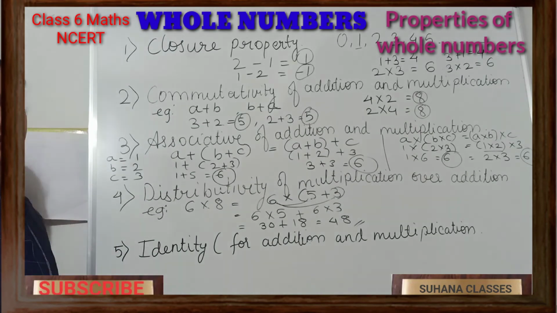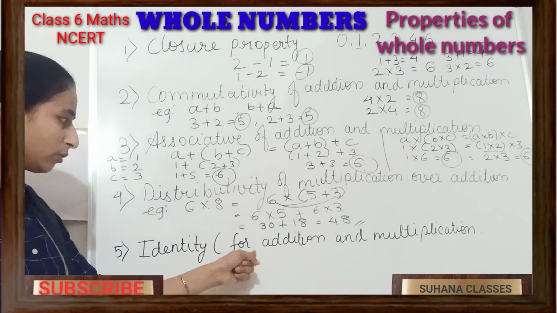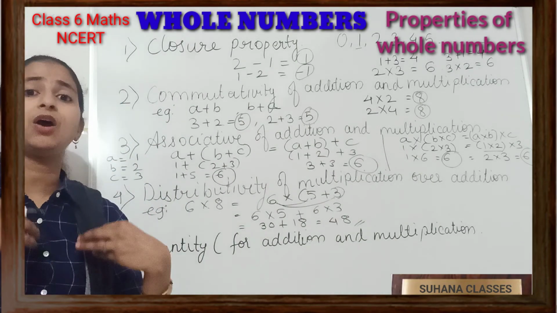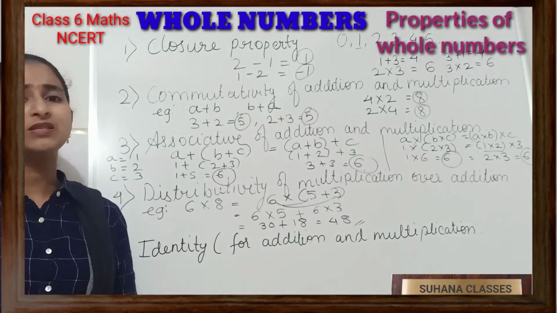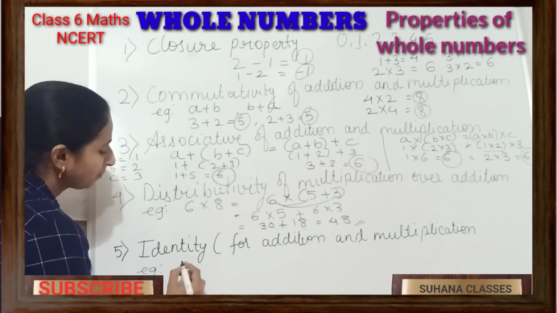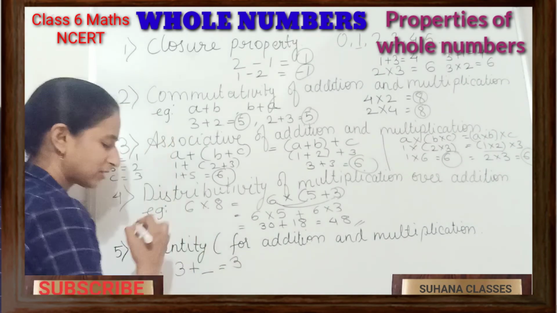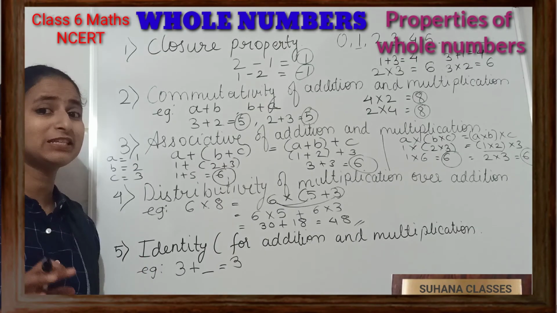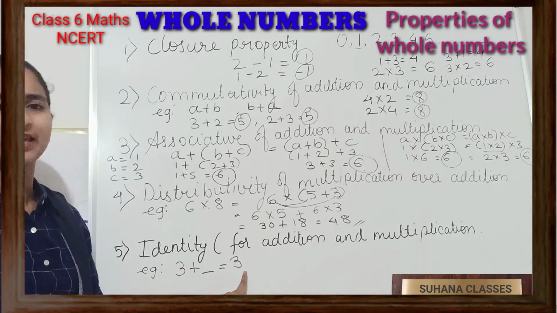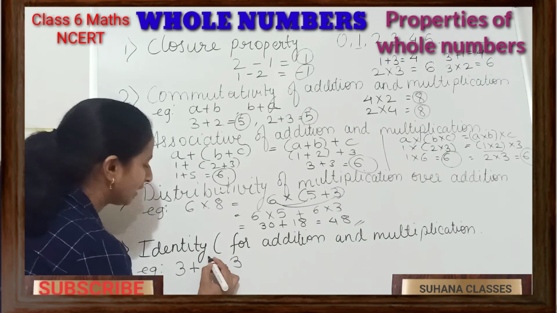So what is this identity? Here, identity of whole numbers, and that too we are going to study in addition and in multiplication. Identity means, like, seeing our own face. So that is known as identity. I will take an example: 3 plus what will give me the same answer? You can guess here, students. For 3, what number should I add so that I get the same answer? What whole number have I used here? Yes, it is obviously 0.